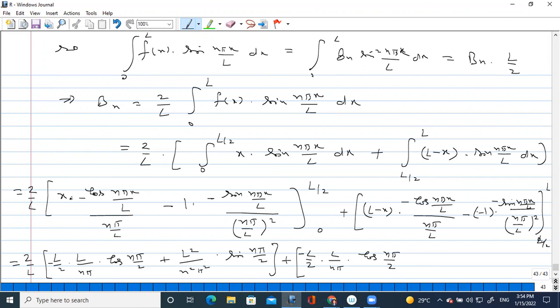Done. Now for this term, minus minus plus. And one more minus. So for that, one minus you have already taken. So that is 2 plus L by L square by n square pi square into sine. In place of x, you have to put L by 2. It will become n pi by 2. You can check it. If anything is wrong, please tell me.